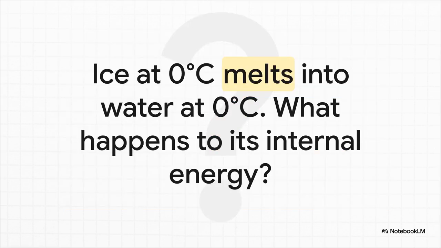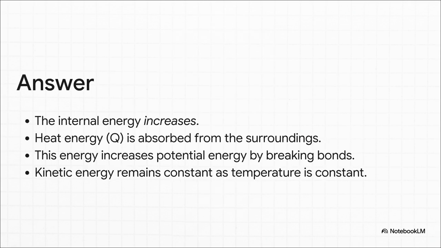So here's a classic problem. You have a chunk of ice at exactly 0 degrees Celsius. It melts into water, also at exactly 0 degrees. What happened to its internal energy? And more importantly, why? Well, we know its internal energy has to go up. For the ice to melt, it has to absorb heat from its surroundings. That's the Q from our equation.